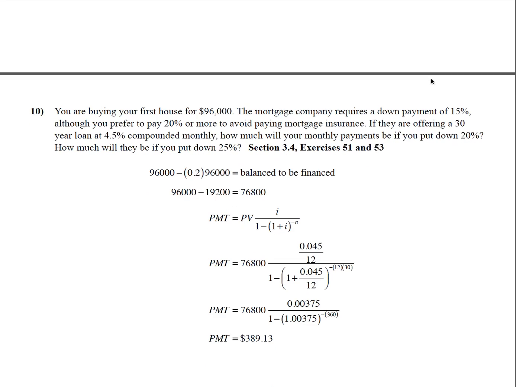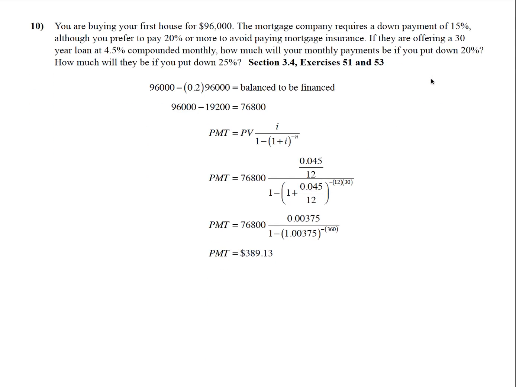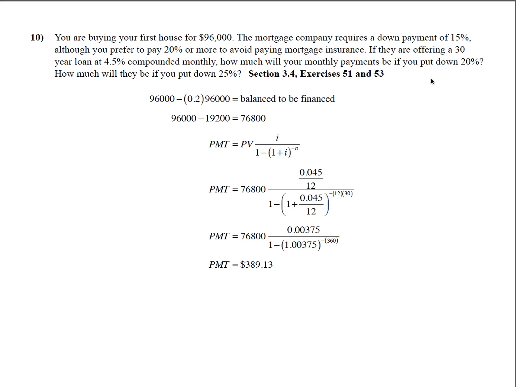And finally, in question 10, we're buying either a really small house or a house in a really rundown neighborhood, or maybe we're buying a fixer-upper. But it's our first house, and we're purchasing that for $96,000. The mortgage company requires a down payment of 15%. Now, we're going to make a down payment of 20% to avoid paying mortgage insurance. You make a down payment of 15%, they're going to charge you mortgage insurance, but if we make a 20% down payment, they'll forego that.